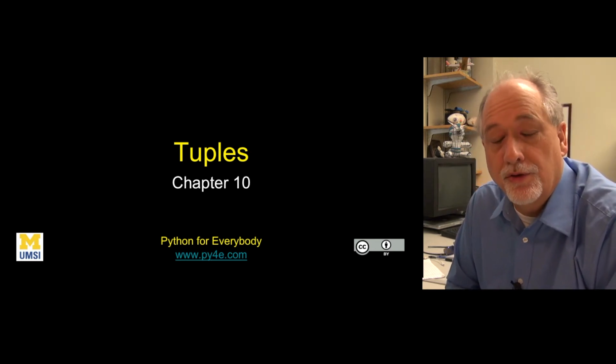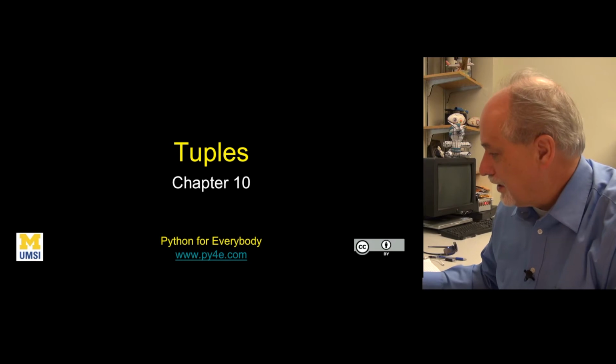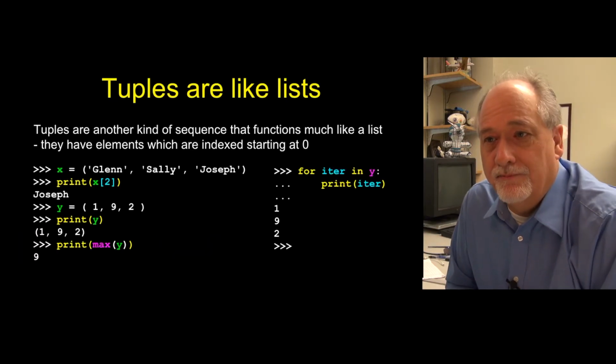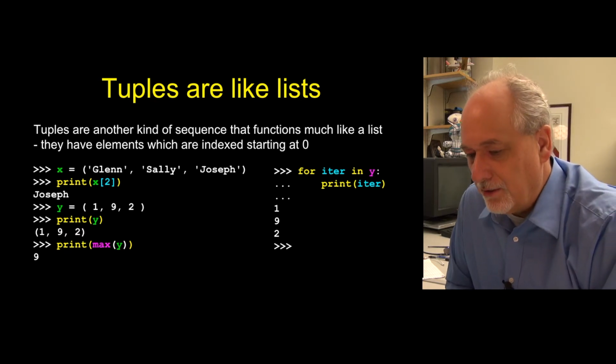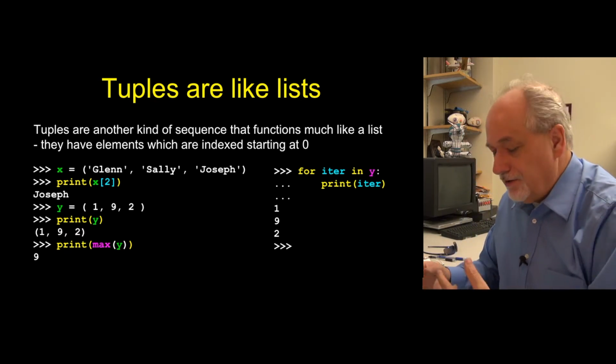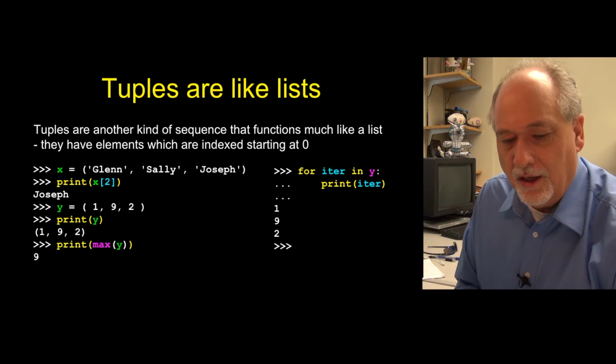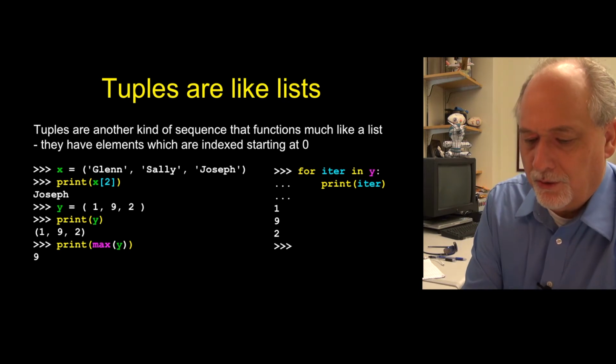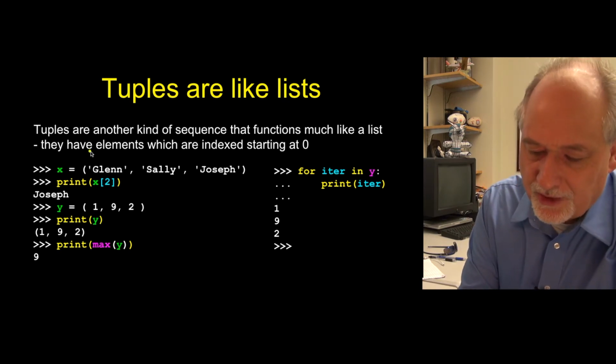Now we're going to talk about our third kind of collection called tuples. But tuples are really a lot like lists. There's not too much to them. They're really kind of a reductionist version of lists. So they function very much like lists in that they have things, and the difference is there are no square braces.